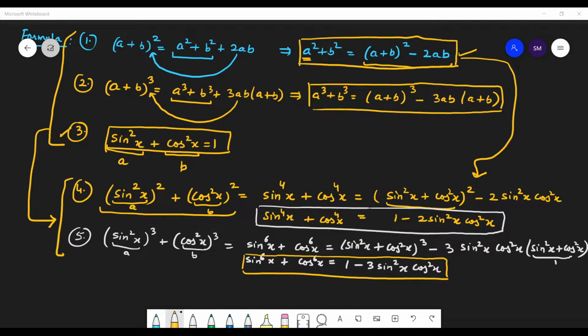Now what about tan 30? Sin 30 is 1 by 2, cos 30 is root 3 by 2. So 2 cancels out, and what will be the value of tan? 1 by root 3. What about 45 degree? Sin 45 is 1 by root 2, cos 45 is 1 by root 2. So root 2 cancels out, tan 45 is 1. So these are the values.